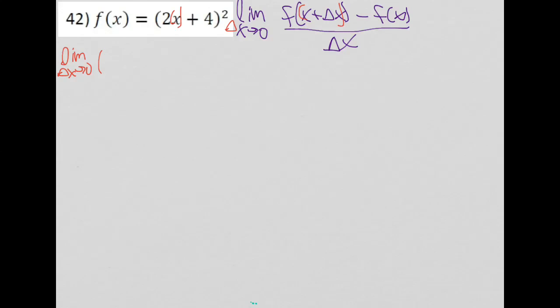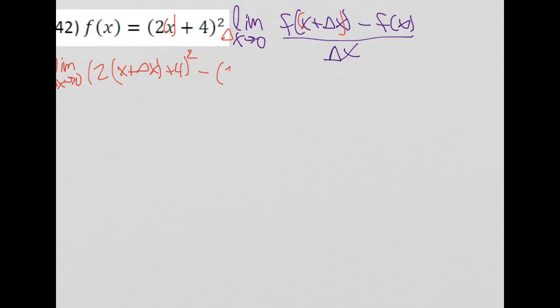So we have the function 2 times x. So instead of x, we're going to write x plus delta x. We have that plus 4 squared. So that whole thing there is squared. Minus our f of x function, which is 2x plus 4 quantity squared. All of that over delta x.